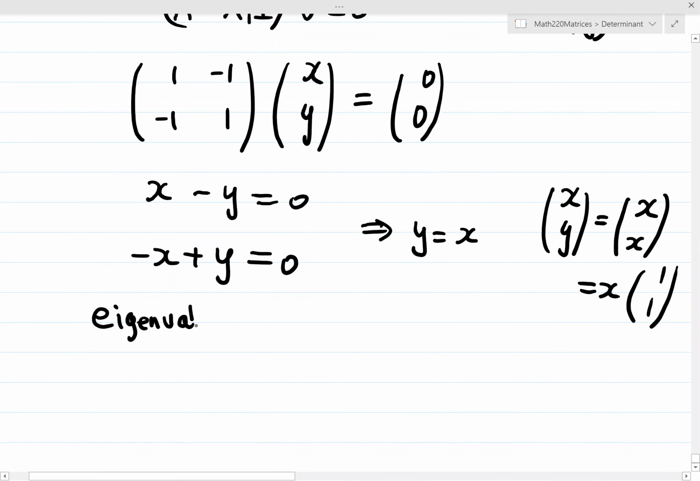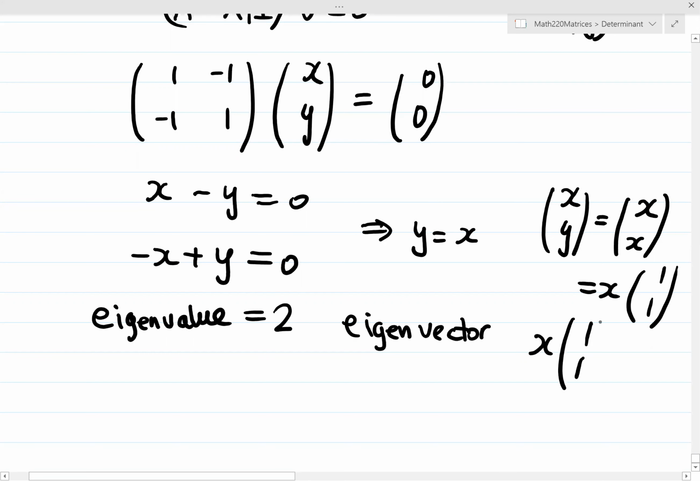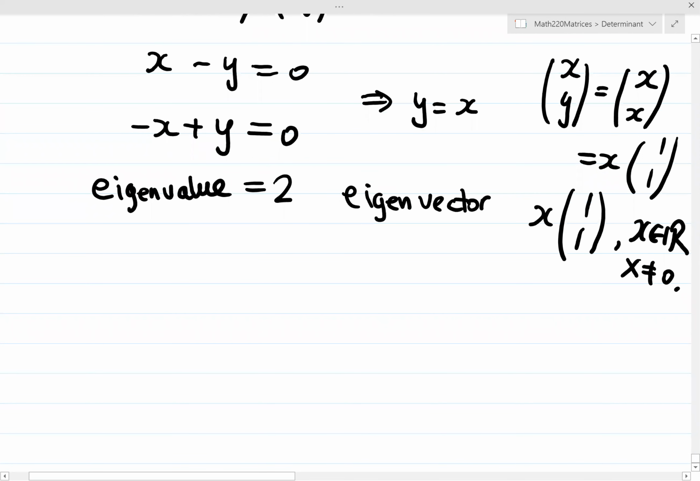In this case, one eigenvalue is 2. Now remember, an eigenvector is non-zero. If you have an eigenvector and multiply it by any non-zero scalar, you also get an eigenvector. So we can only define its direction. You can multiply it by any scalar: x multiple of (1, 1), where x is in R and x is non-zero. So it's in the direction (1, 1).